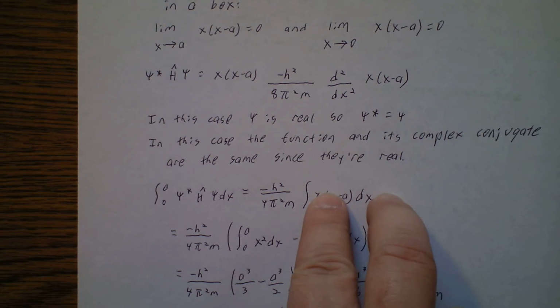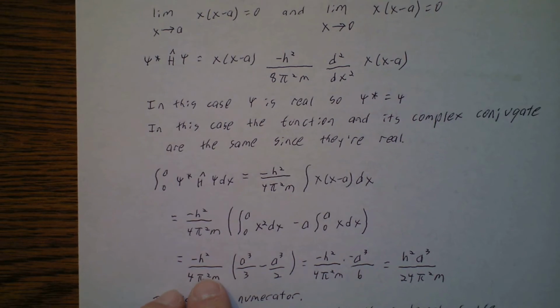So we separated these two out. That's going to be equal to minus h squared over 4 pi squared m times a cubed over 3 minus a cubed over 2. That's going to be equal to minus h squared over 4 pi squared m times minus a cubed over 6. And that's going to be equal to h squared a cubed over 24 pi squared m. Now that's just the numerator.